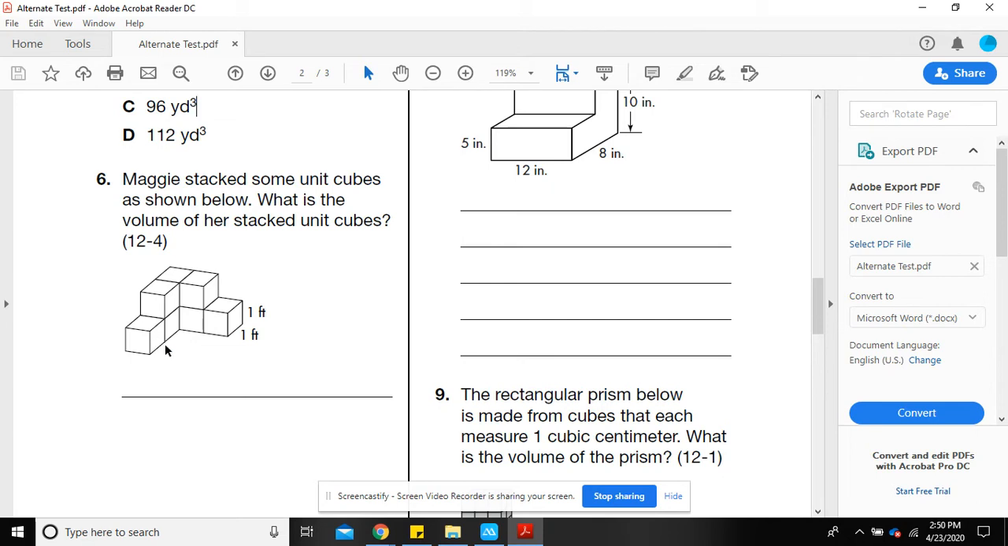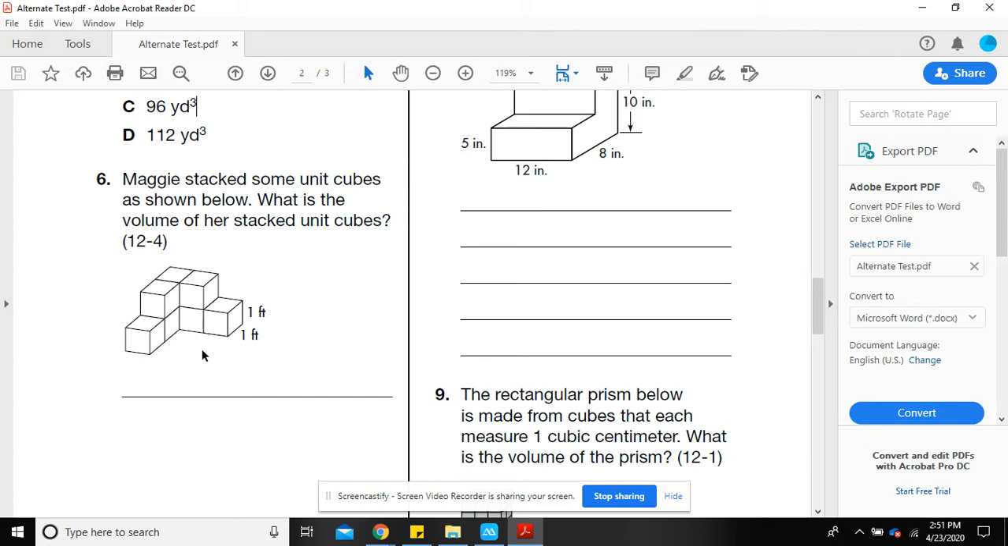So here I can see 1, 2, 3, and 4. Up here I see 1, 2, 3. Now I'm imagining that if there's one here, it has to be sitting on top of something. So there has to be one back behind here that this one is sitting on top of. So this should be 1, 2, that third one we can't see, 3, 4, 5, and then 6, 7, and 8. So there should be 8 cubes here.